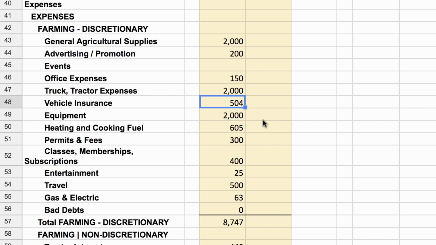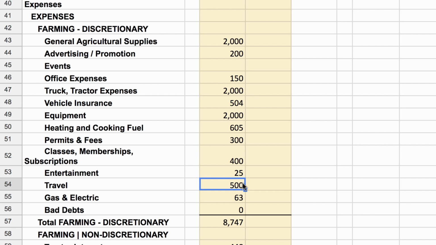Insurance, this is what our historical insurance number is for the vehicle. I'm not 100% sure if that's accurate. I mean, $500 a year for vehicle insurance seems kind of light, but that's what I had historically as my allocation, so that's what I put in there going forward. Heating and cooking fuel can be electricity or any kind of heat to keep buildings warm. It's mostly electricity for the entire year, my allocation for it. Permits and fees and classes and subscriptions can be like the CT NOFA or the Farm Bureau, that kind of stuff. Travel, I put in $500 for gas.